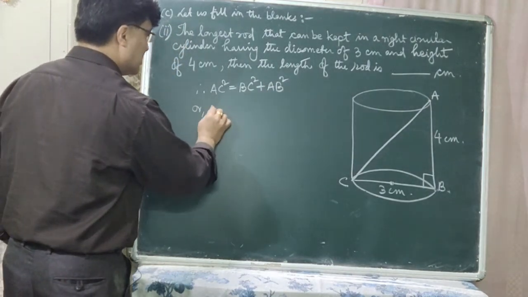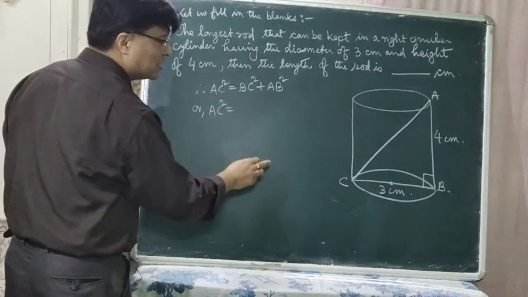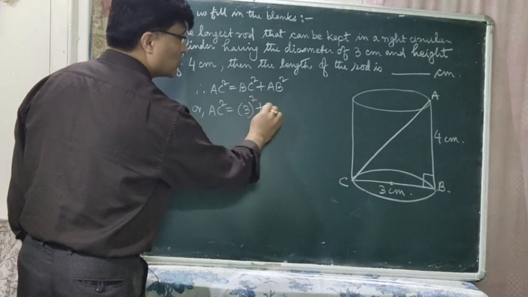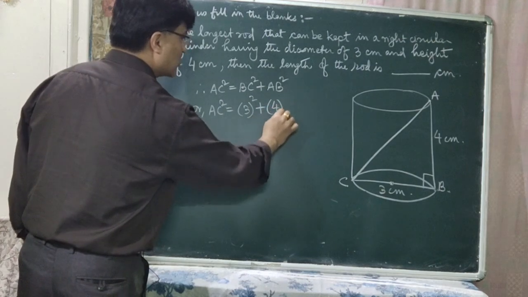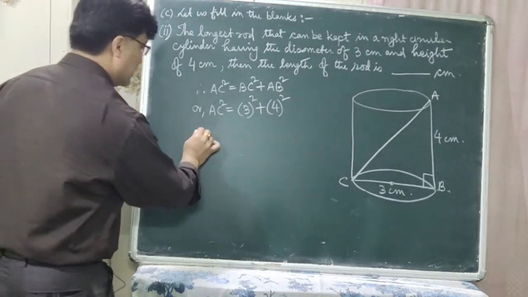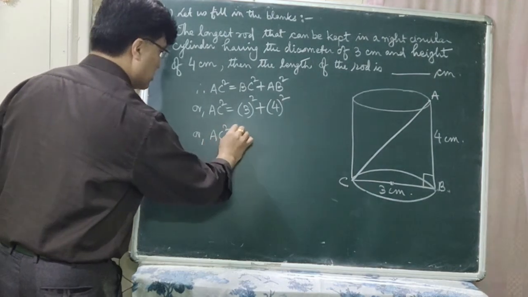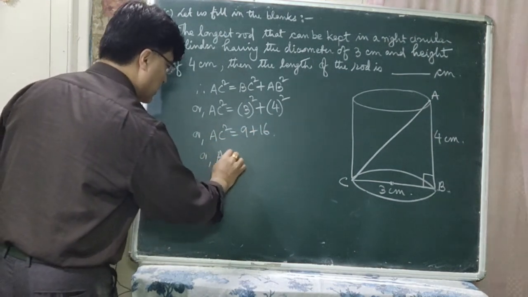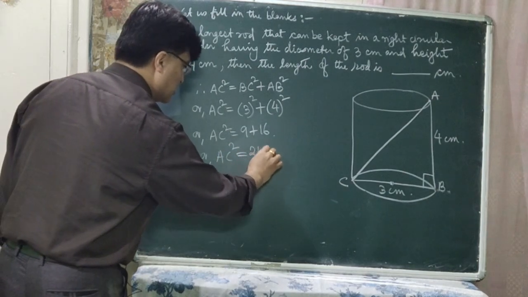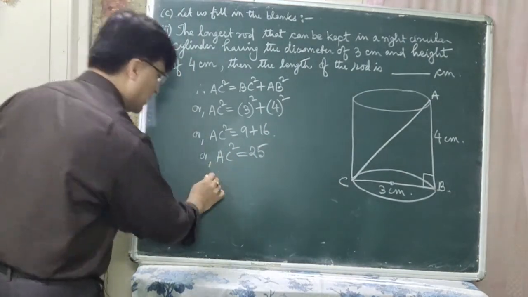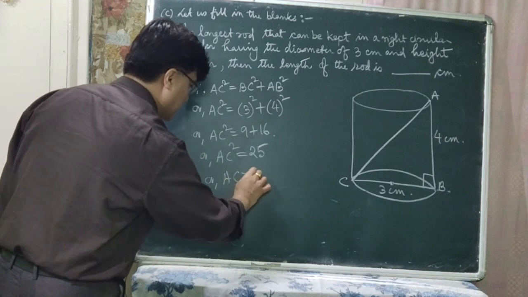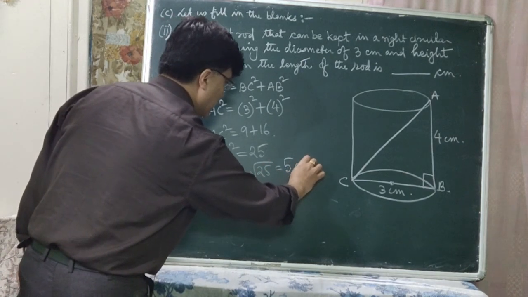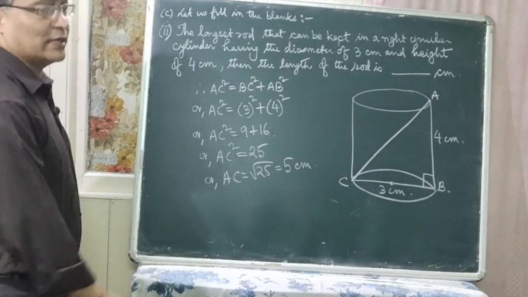So AC square is equal to BC whole square, which is 3 whole square plus AB whole square, that is your height whole square, 4 whole square, right? So AC square is equal to 9 plus 16, AC square is equal to 25. What is the value for AC? It is root over 25, which is equal to 5. What is this unit? It is 5 centimeter.